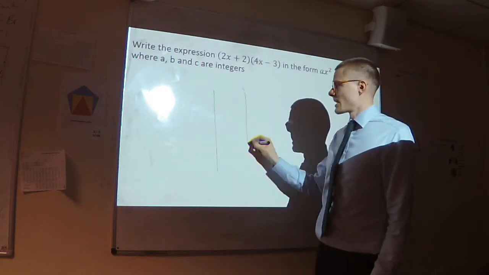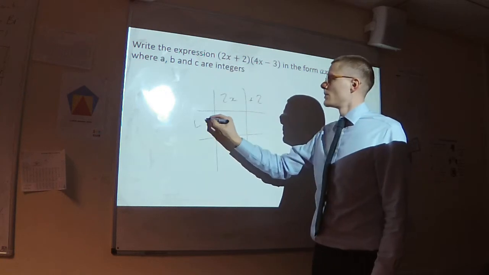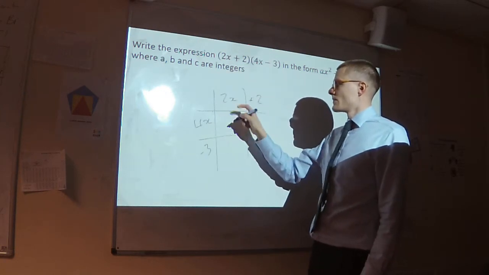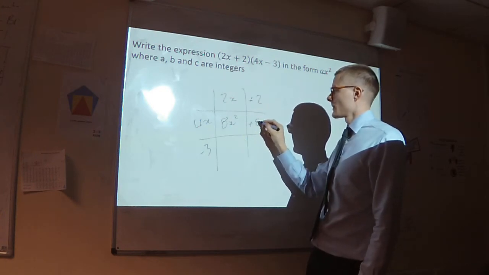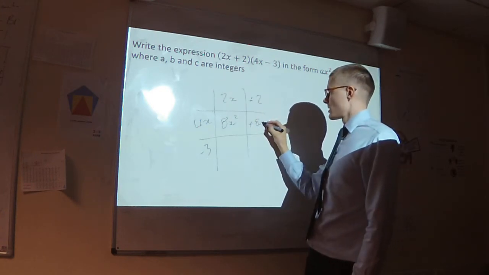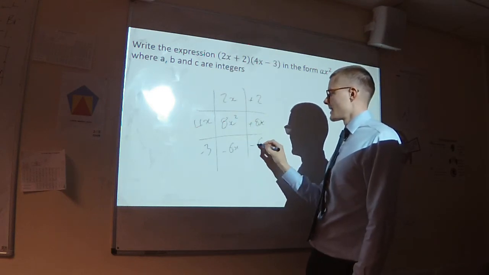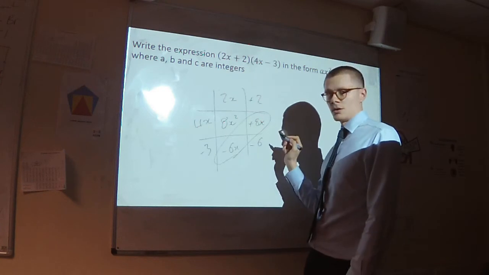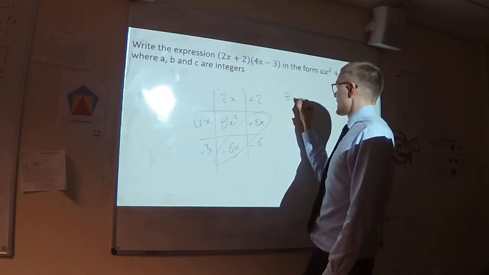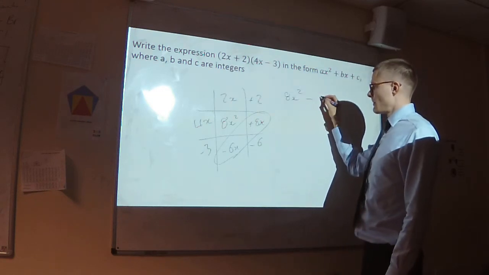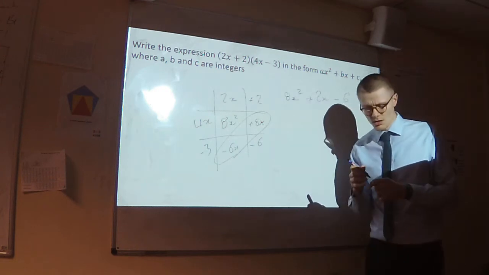So again, I'm going to have my grid. 2x plus 2, 4x minus 3. 4x times 2x, 8x squared. 4x times 2, 8x. Negative 3 times 2x is negative 6x. Negative 3 times 2, negative 6. These ones will cancel, or will simplify, sorry, and I've got 8x squared plus 2x minus 6. Okay?